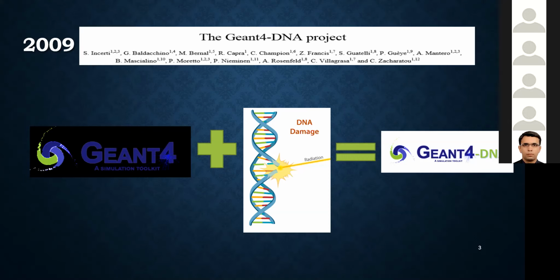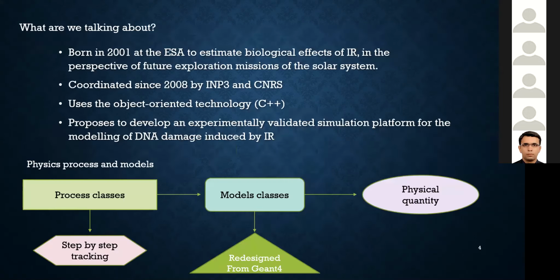And as you can see, it involves a lot of biology and also chemistry. We will see further that it has a very high component of this. Excuse my biology. So what are we talking about? First of all, this was born in 2001 at the European Space Agency to estimate the biological effects of ionizing radiation in space explorations. But then, since 2008, it has been coordinated by two centers, the IN2P3 and the CNRS.